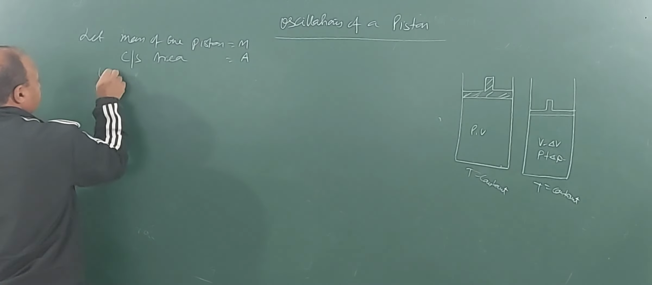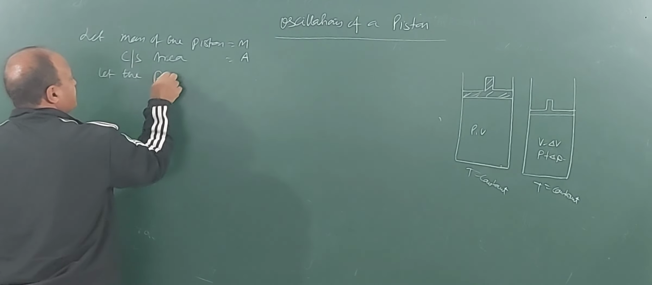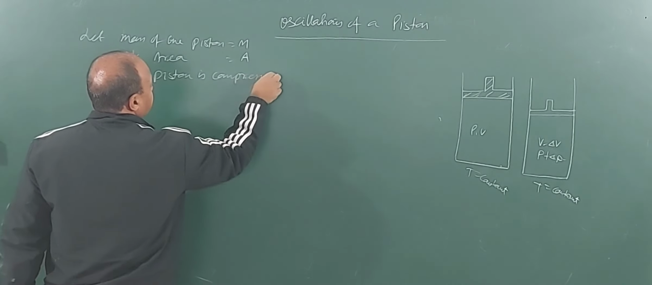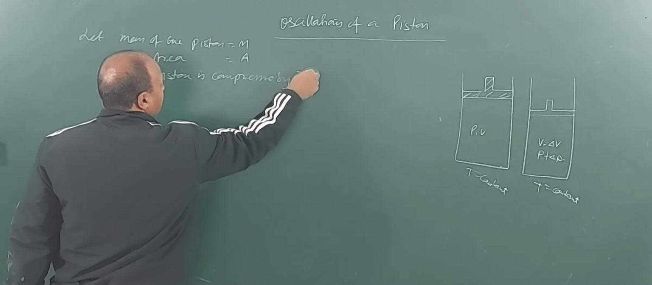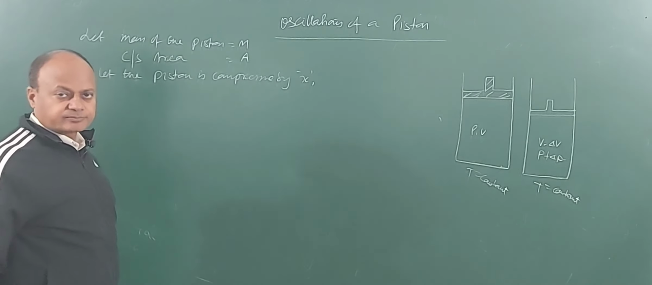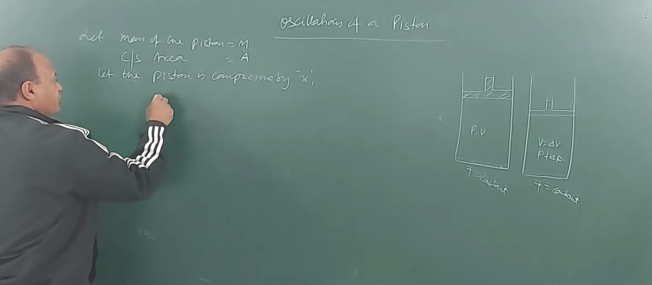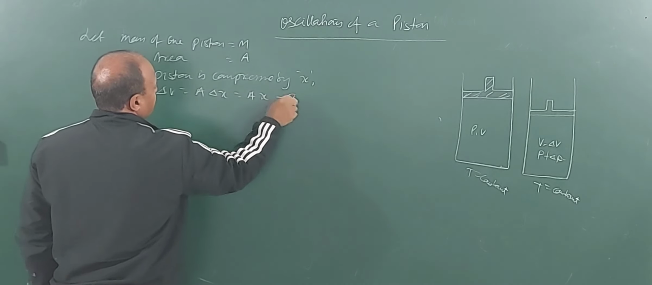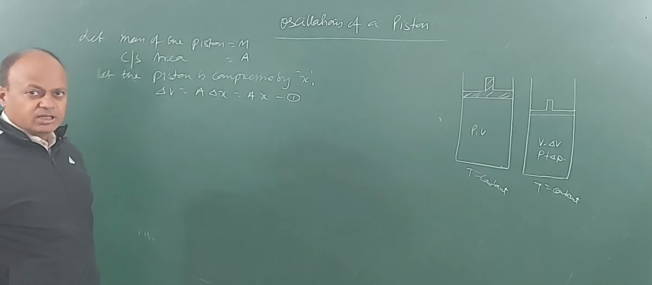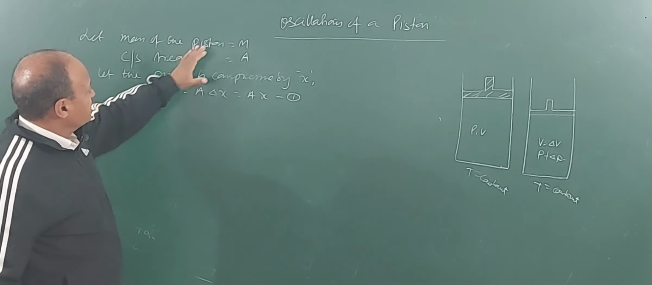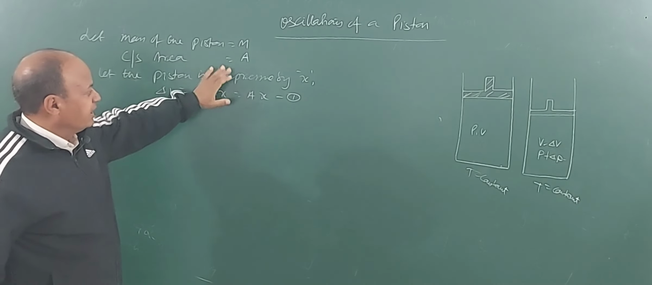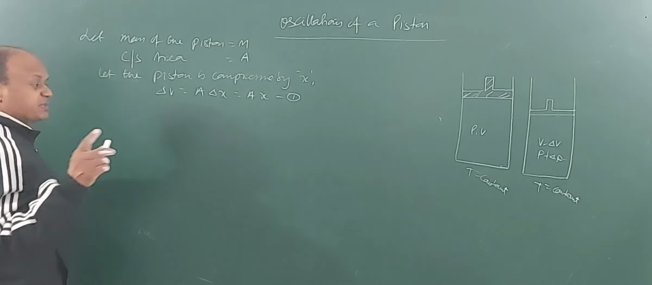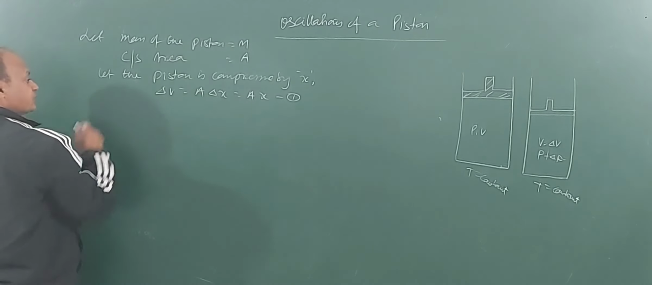Let the piston be compressed by distance x. Clear? So what will be the change in volume? Delta V will be A into delta x, which will be A into x. Clear? I hope you understood the data. Mass of the piston is m, cross section area is A, and the piston is being compressed by distance x. Now temperature is remaining constant, so we can use Boyle's law.